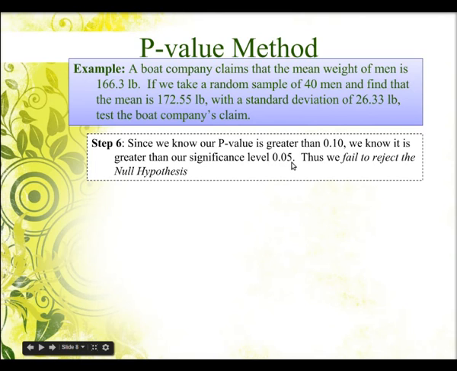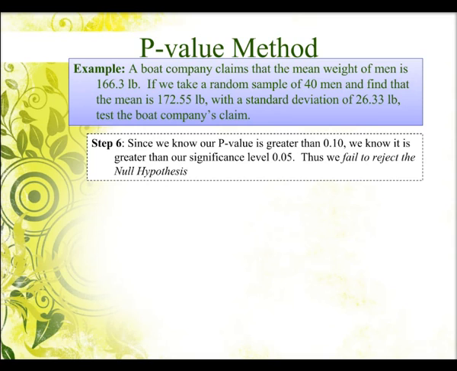Now you may be asking, why did we use 0.05 for the significance level? Well, the idea is that if you're not given a significance level in the original problem, 0.05 is the most common significance level, so we're just going to use that as a default.